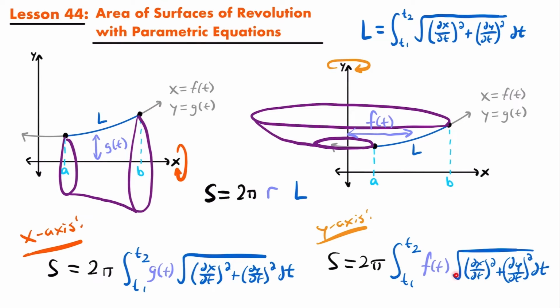Okay, and so those are the two formulas that you need to know in order to calculate the area of a surface of revolution that is formed with a curve defined with parametric equations. All right, and that's all provided that the curve that we are using to form that surface of revolution is a smooth curve, meaning that it has no gaps or sharp points, and that the curve does not intersect itself.